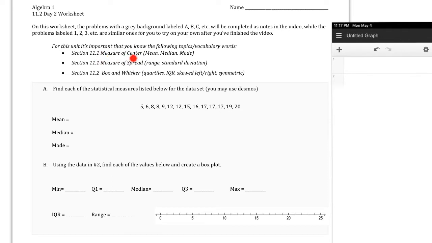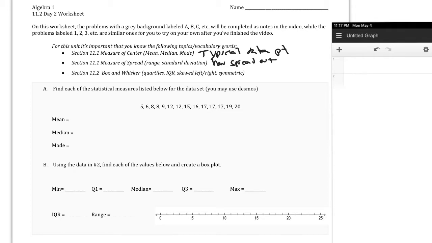this unit. Measures of center, which is mean, median, and mode. And that's like your typical data point. Okay, measures of spread, range and standard deviation. How spread out is the data? How much does it vary? Variation, measures of variation is another one.